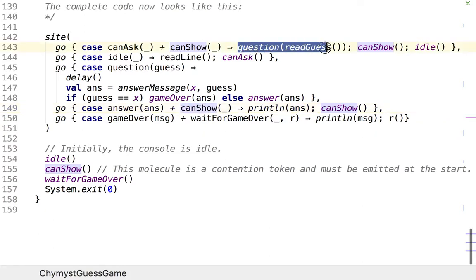We will be here in this computation in the read-guess function. While we are in the read-guess function typing our integer, there is no contention token present at the reaction site, and also idle is not present. And so none of these reactions can start. It cannot start printing another answer because the can-show token is not present.